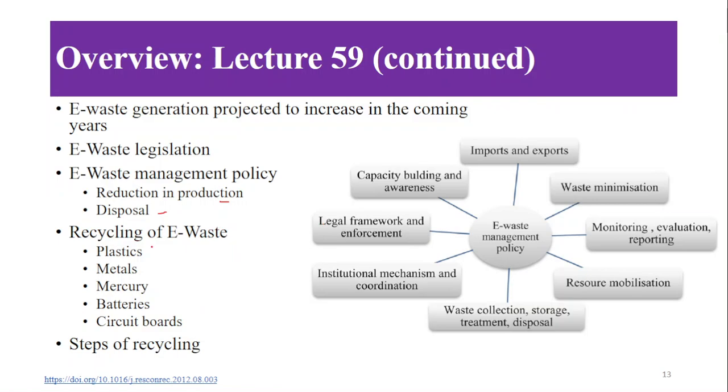On the recycling of e-waste, different types of e-waste are present, and different components can be recycled. Plastics can be recycled or repurposed. Metals can be extracted and used for different applications. Mercury can be used. Batteries containing lead and different metals can be processed, the metals extracted, and used further. The circuit boards have different metals and materials which can be recycled.